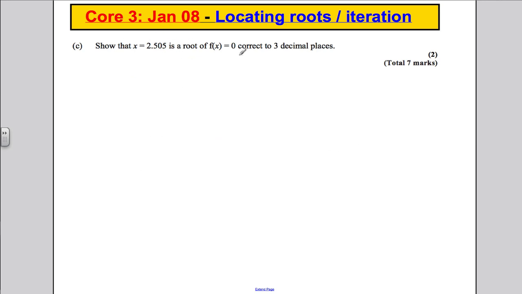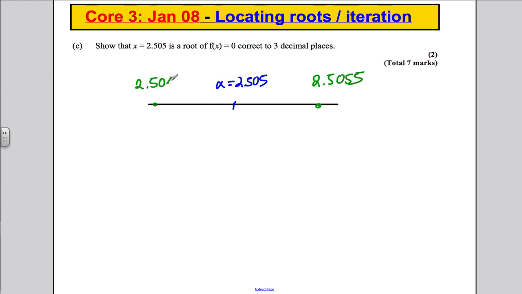Part C says show that this is a root to 3 decimal places. We always do the same thing here. I'm sure you're getting bored of it, but it's the same each time. Alpha is 2.505. That's what we think the root is to 3 dp. And we check the upper bound, and that would be 2.5055. And we check the lower bound, which would be 2.5045. We sub those into our f. So we work out f of 2.5045. We work out f of 2.5055. We hope there's a change in sign, and therefore there will be a root.